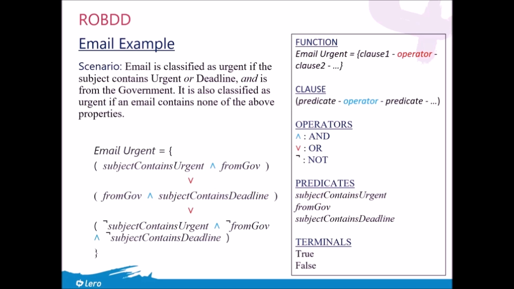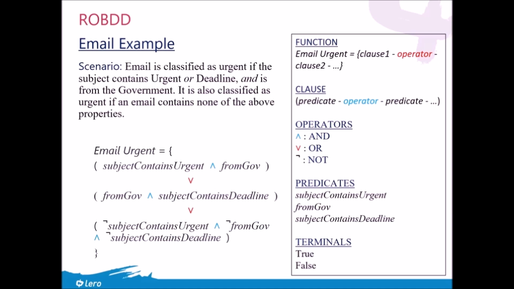So our function in this is email urgent. So that's just the name of what I'm calling this scenario. So this would be the function you would have at the top, going down to your clauses. A function contains a clause, an operator connecting, and second clause connecting a third clause, an operator to a fourth clause, etc. So that's what a function is. And these are Boolean operators, so and, or are generally the two connectives. A clause is a predicate, an operator, and a predicate.